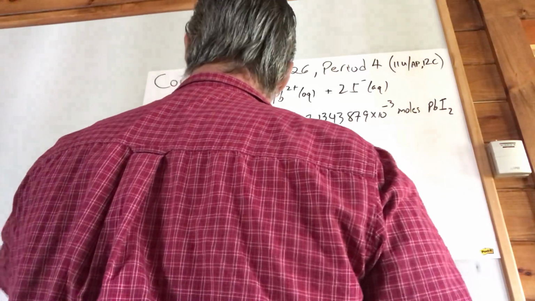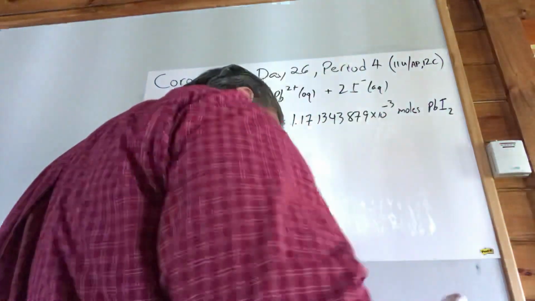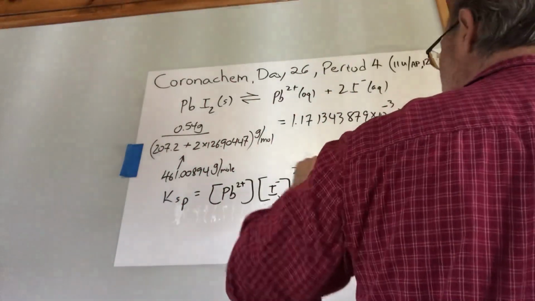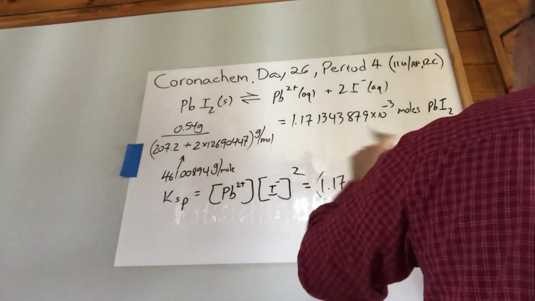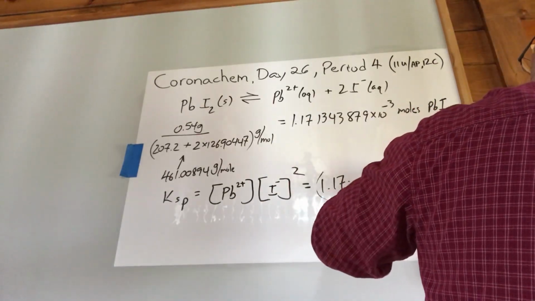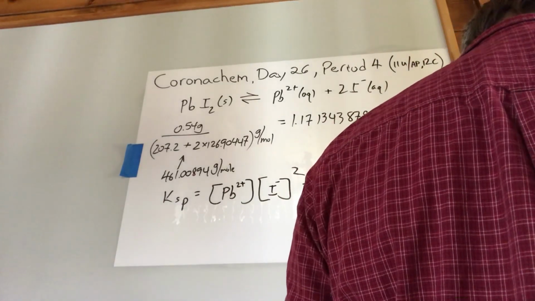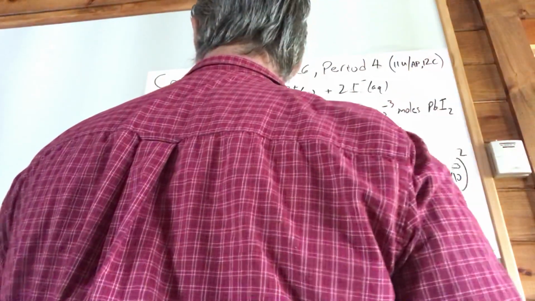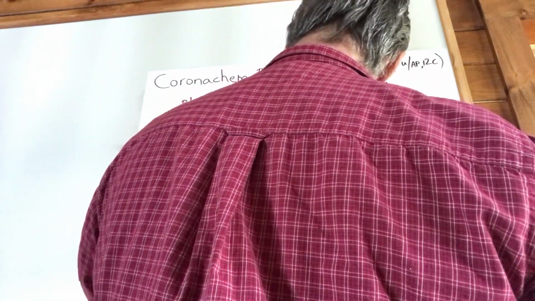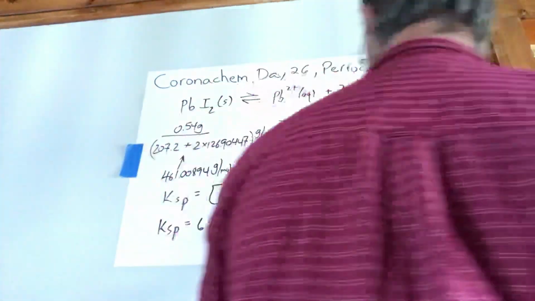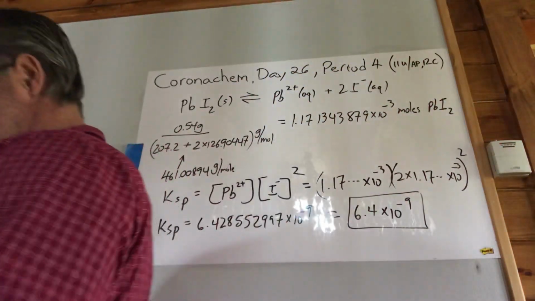Now the KSP is going to be given by the concentration of plumbous ions times the concentration of iodide ions squared, which is going to be 1.17, etc., times 10 to the minus 3 times 2 times this number, because of course you get 2 equivalents of iodide, 1.17, etc., times 10 to the minus 3, all squared. What that gives you as an answer is KSP equals 6.428552997 times 10 to the negative 9, which you're only allowed to report as 2 sig figs, so you're going to say 6.4 times 10 to the negative 9 is the KSP of plumbous iodide under those conditions.